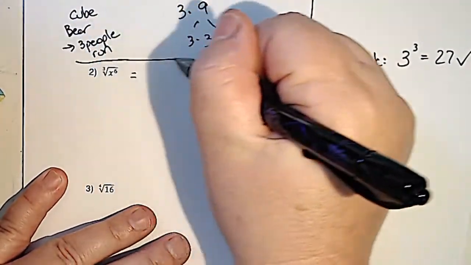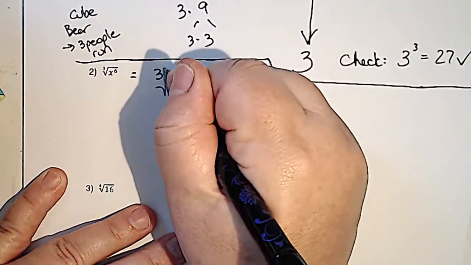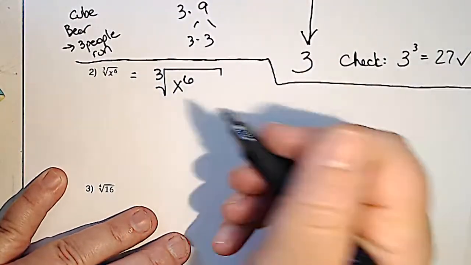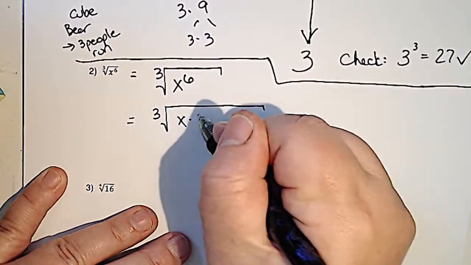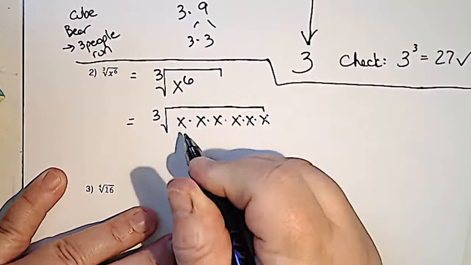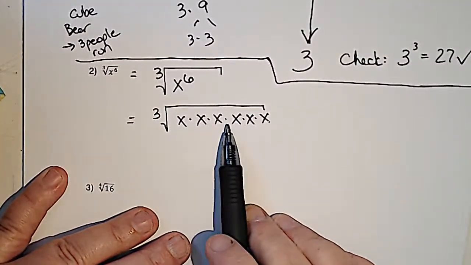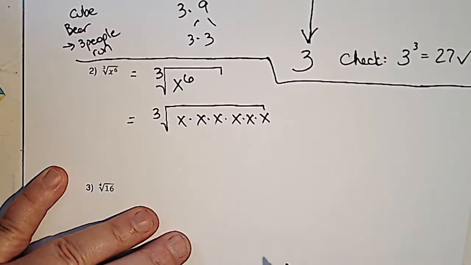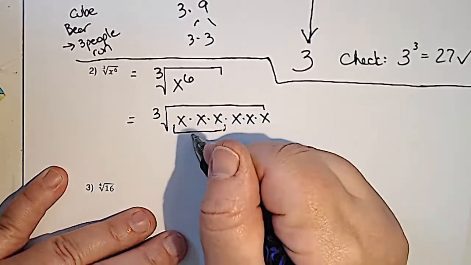This one is the cube root of x to the 6th, which is nice because it's kind of already factored for us. x times x times x times x times x times x. 1, 2, 3, 4, 5, 6. You do not have to write the multiplication in between. I'm just emphasizing. So it's a cube bear. So 3 x's go running.